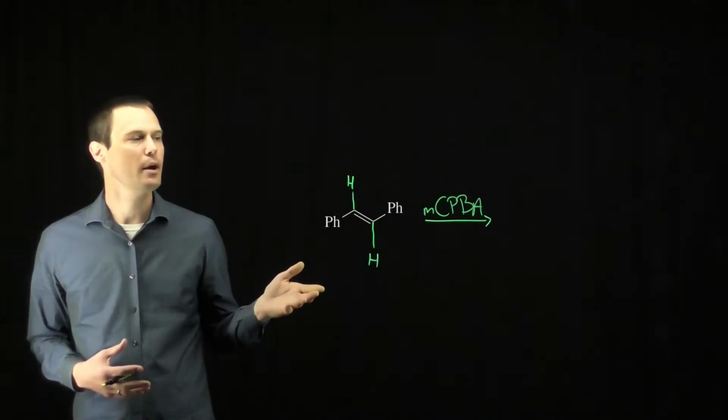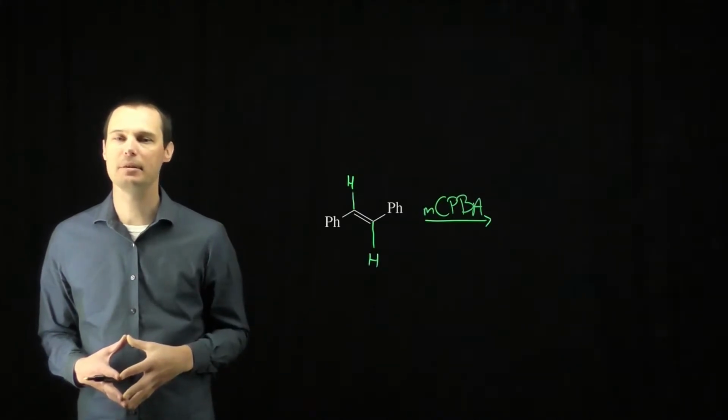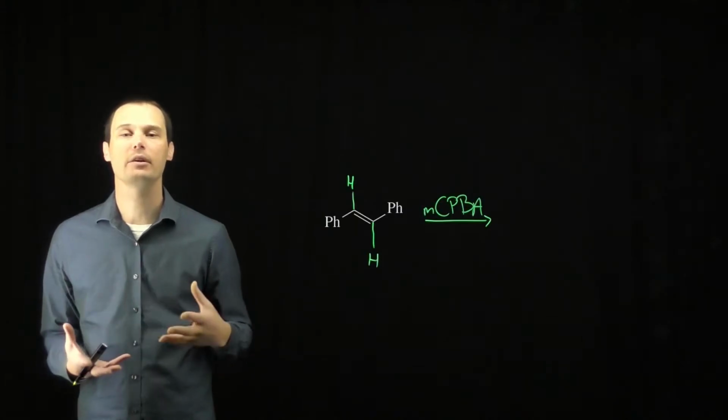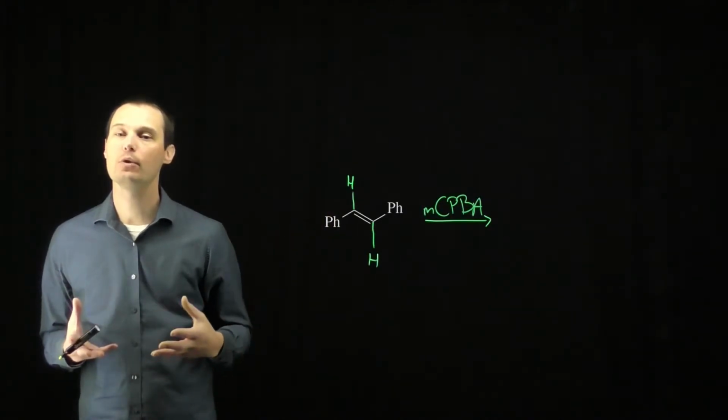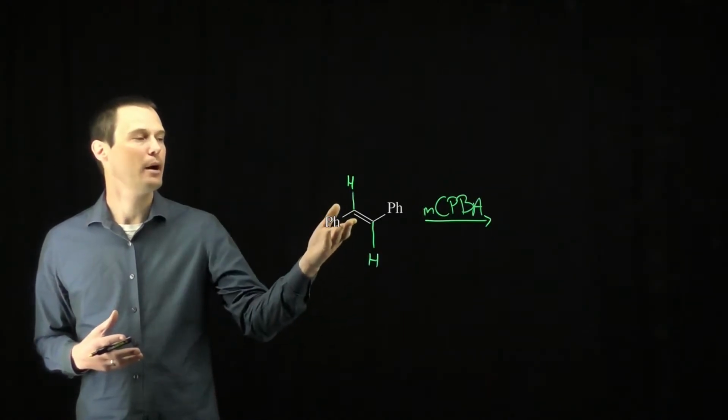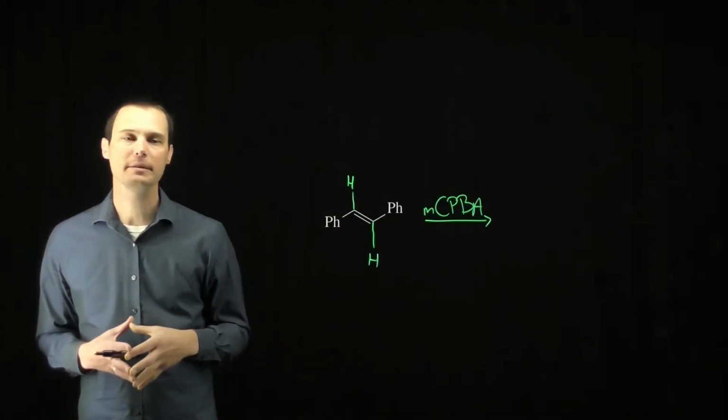The question asks us to predict the product when this alkene is treated with MCPBA, making sure to account for any stereoisomers that are formed. An alkene will react with MCPBA to form an epoxide. The pi bond will break and will form an epoxide in its place.